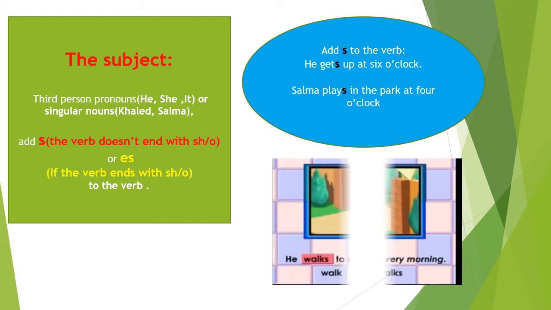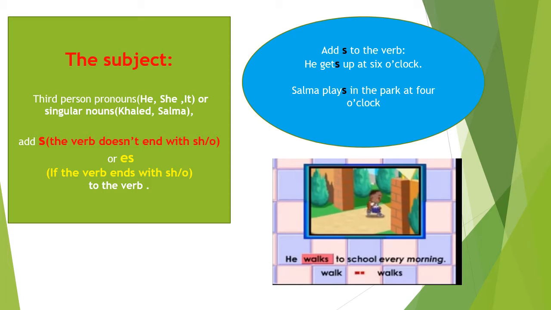The next example. He walks to school every morning. He is the subject. Walks is the verb. Walk becomes walks. We add s here to the verb walk because the verb walk doesn't end with sh or o. And the complement here is to school every morning.